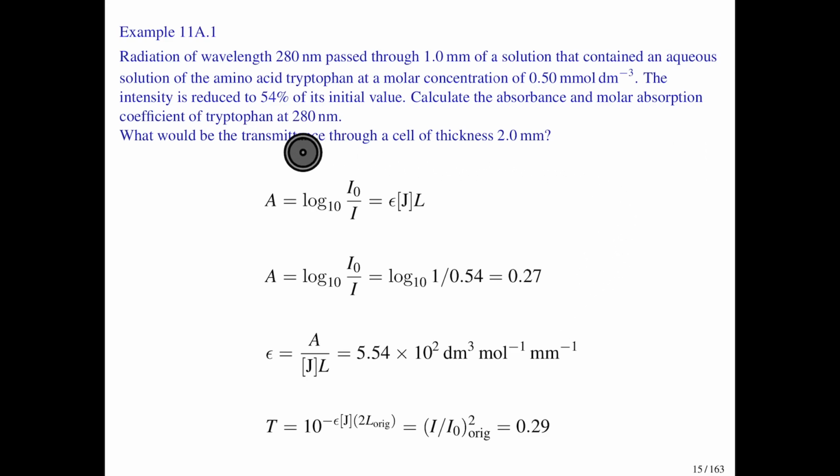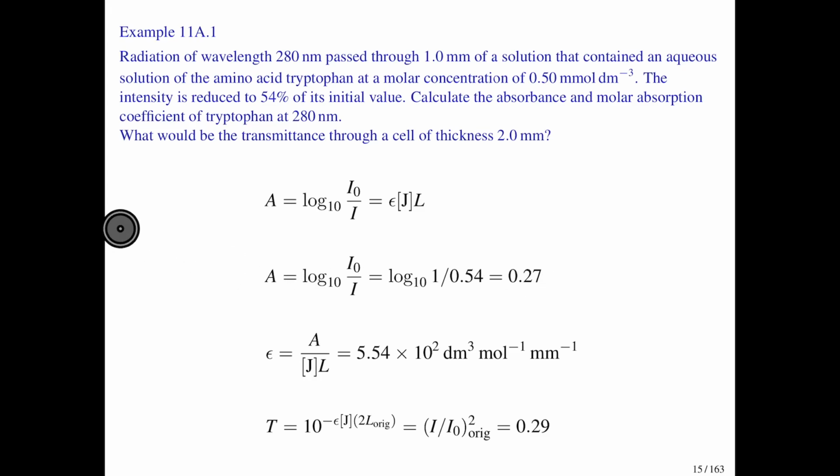In a follow-up problem, they asked us what would be the transmittance if we doubled the path length. And so here I've worked that out. Essentially, I'm doubling the path length. So this is the original path length, and I'm multiplying it by 2. And then if you pull out that 2, this is the transmittance. You see that the new transmittance, T, would be the original transmittance squared. So you'd get 0.29 there.